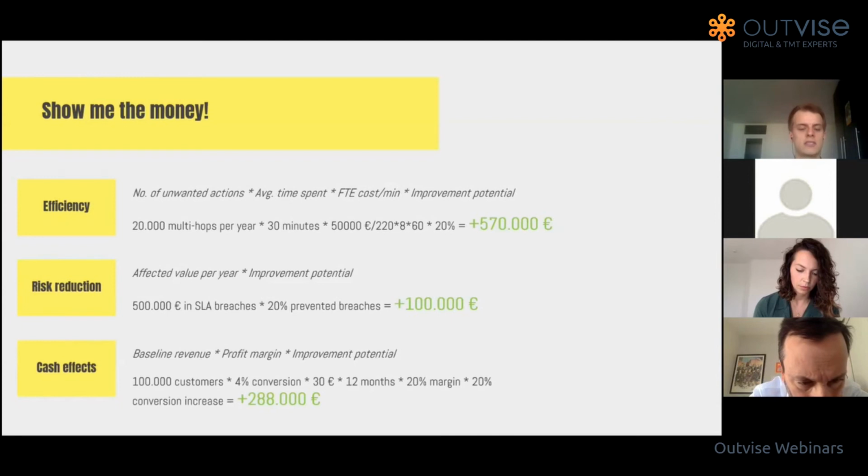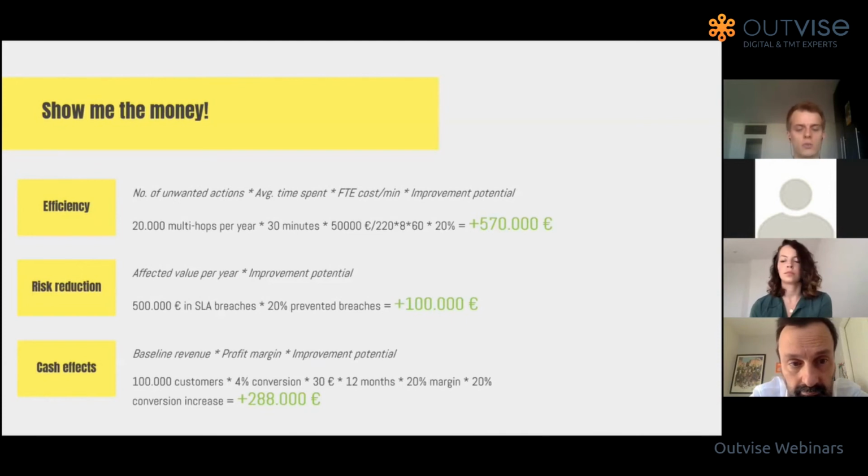Let's say they have 4% conversion. The contract costs the customer 30 euro additional per month, and with 20% margin and 20% AI-related conversion increase, you would land at 288,000 euro for this particular use case. This will be per year if the customer stays with you longer than 1 year. But in this particular case, I decided to finalize it.